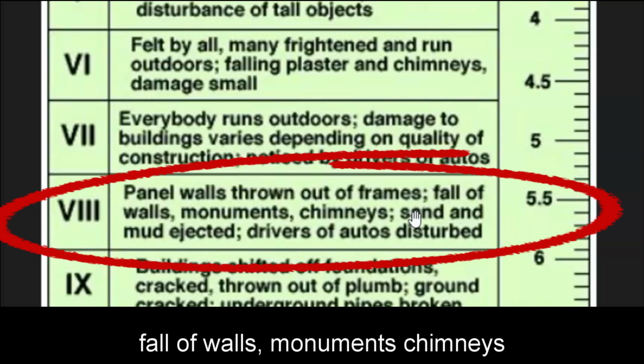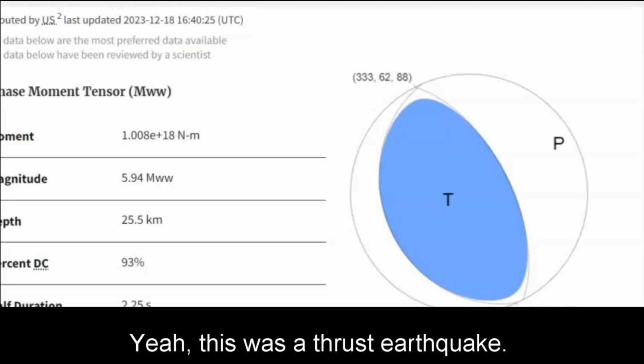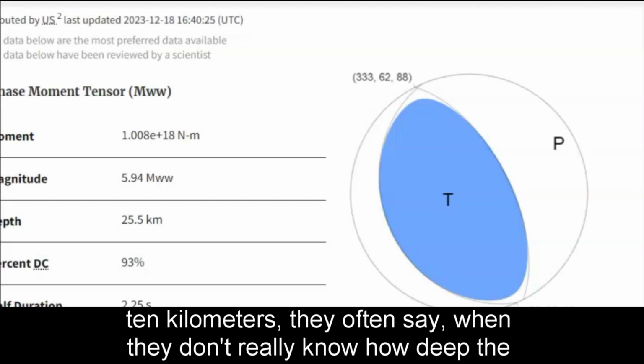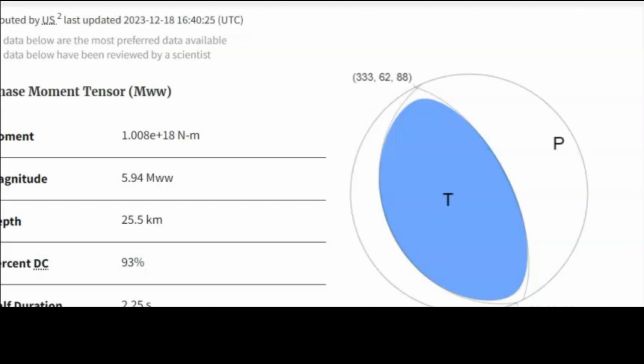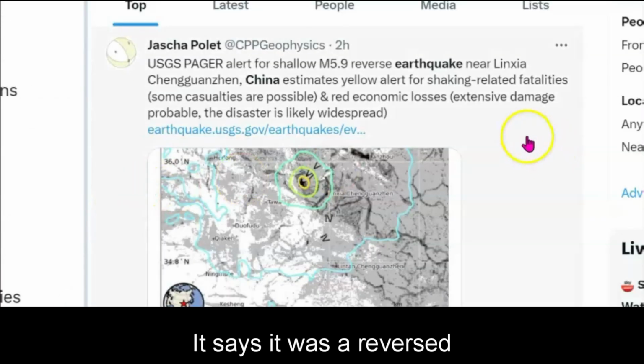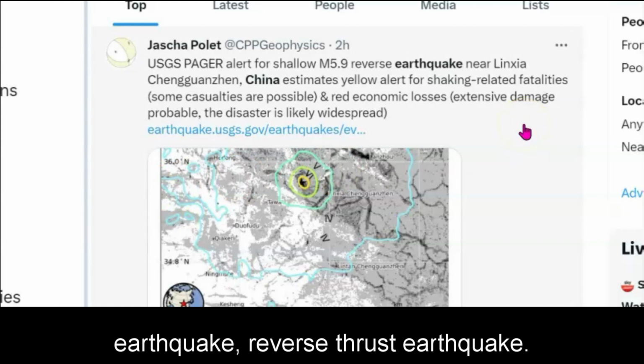Fall of walls, monuments, chimneys, sand and mud blowholes. Drivers of automobiles would have noticed it. The moment tensor ball, yeah, this was a thrust earthquake also. They said it was 10 kilometers, but 10 kilometers they often say when they don't really know how deep the earthquake was. Here is one post on Twitter. It says it was a reverse thrust earthquake.